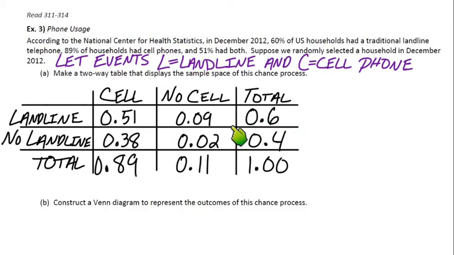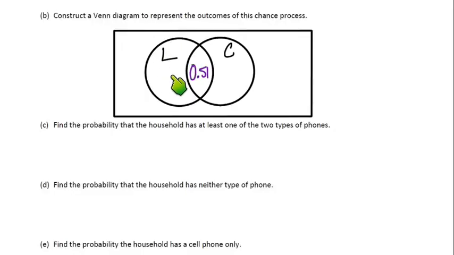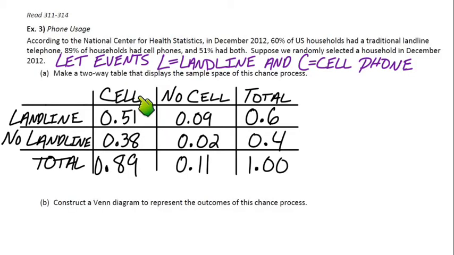The total proportion of people with landlines, we said, was 60%. So that was 0.6. We've already taken care of 0.51. So the people that have landlines but no cell phone, that would be this 0.09 number. So that's the one that we need to use. So for this part of the circle, you have a landline but you don't have a cell phone, so that would be 0.09. And then how about cell phone but no landline? So if we look back at our two-way table, cell phone but no landline, that would be the 0.38 number.